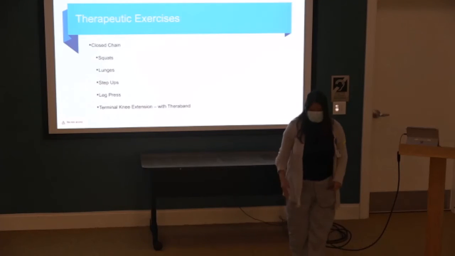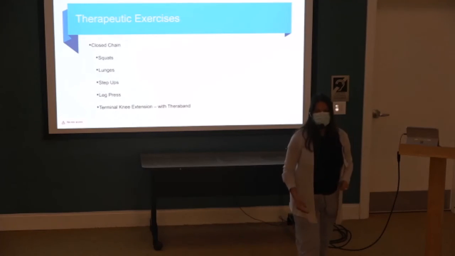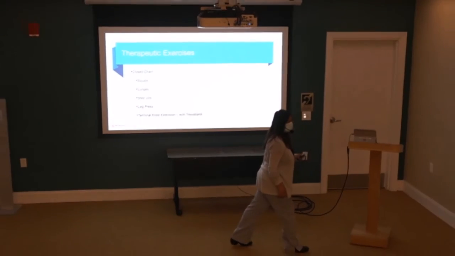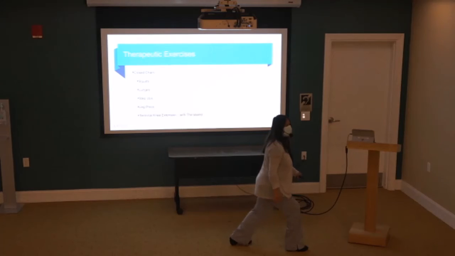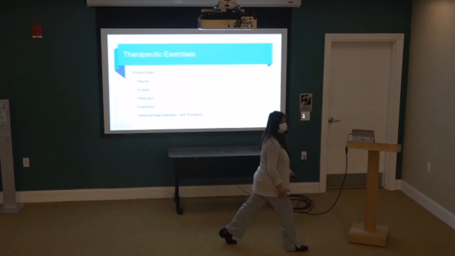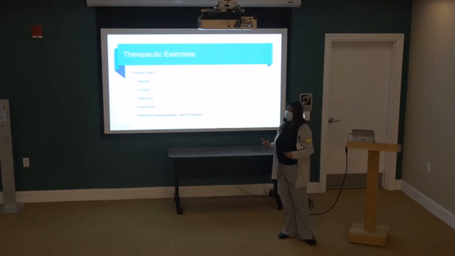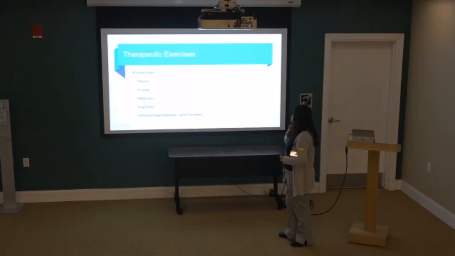Lunges, of course, again, closed chain because my feet are planted, one foot in front of the other. I'm actually going to turn to the side this way, and then that's a lunge. Really, we want this further back for more balance, and then you come right back up. All these are strengthening your quad muscles, to some extent your hamstrings, but really your quads.